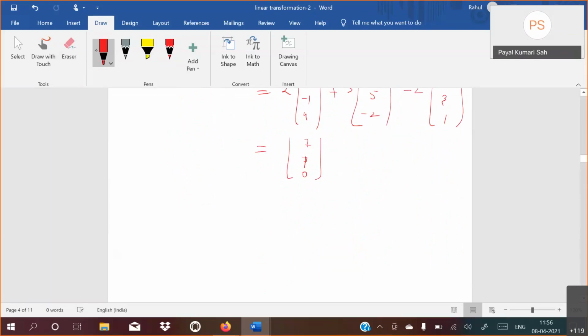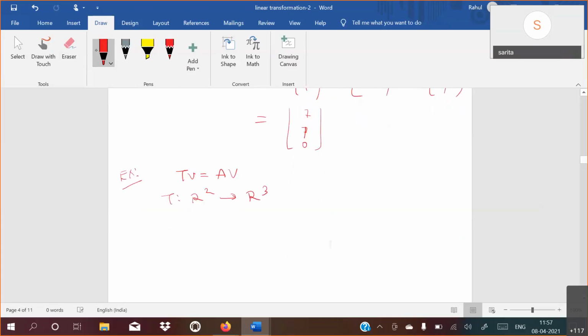So another example. We are just getting familiar with the matrices in linear transformation so that we can go back to image and kernel, which is actually the main part of this linear transformation. So you have T(v) is equal to A v, and the transformation is defined from R2 to R3, such that A is the matrix (3,2,-1,0,1,-2).